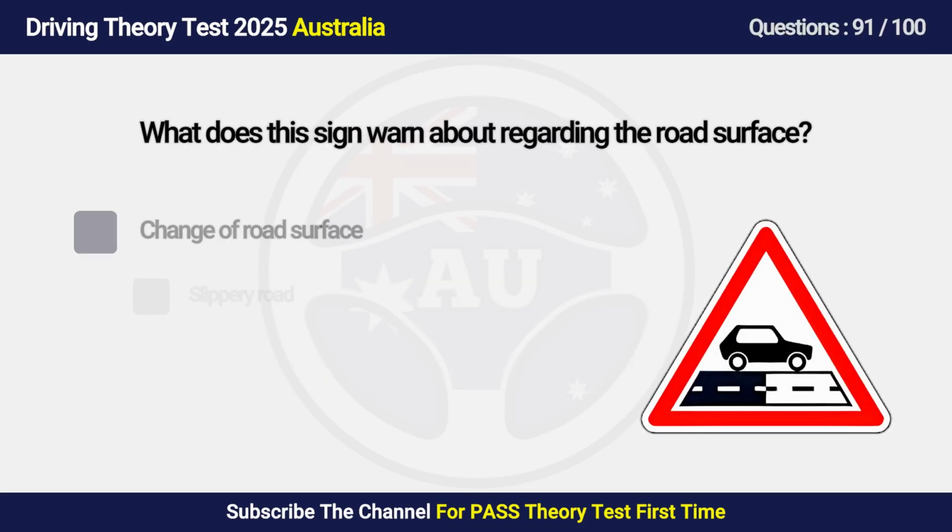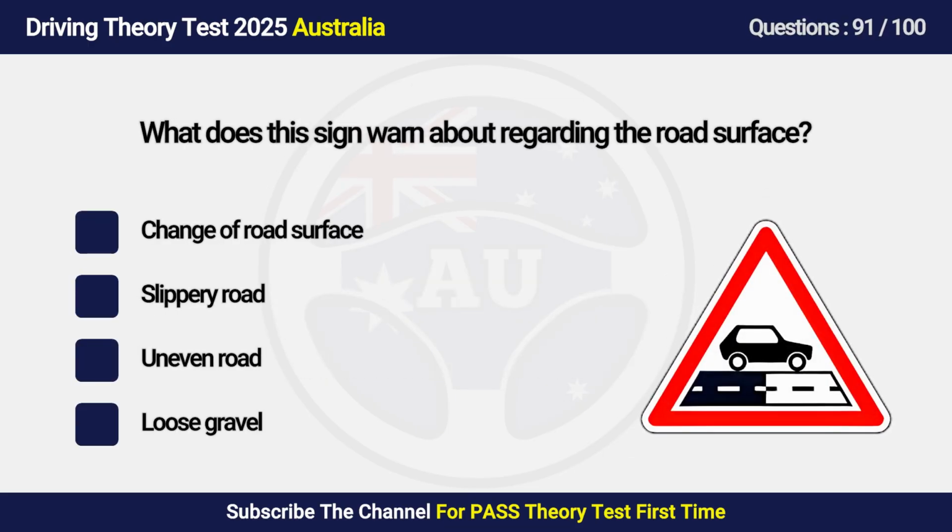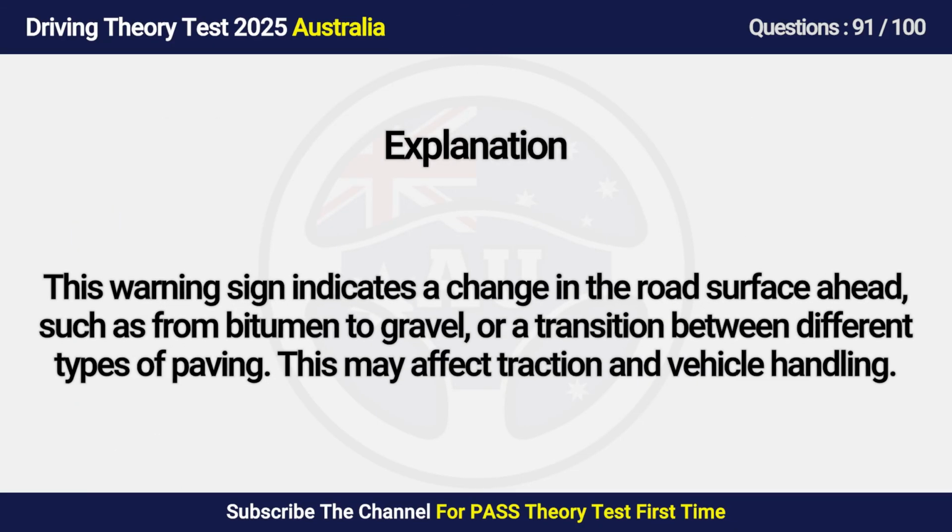Question 91. What does this sign warn about regarding the road surface? A. Change of road surface. B. Slippery road. C. Uneven road. D. Loose gravel. Answer is A. Change of road surface. This warning sign indicates a change in the road surface ahead, such as from bitumen to gravel, or a transition between different types of paving. This may affect traction and vehicle handling.